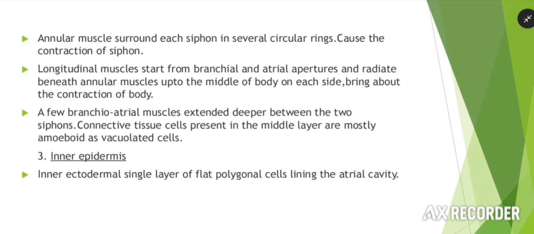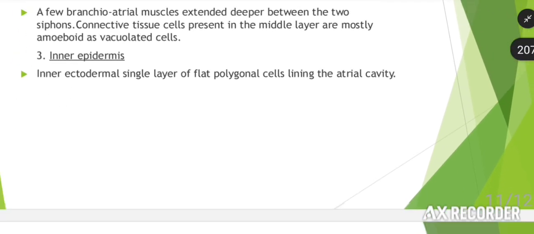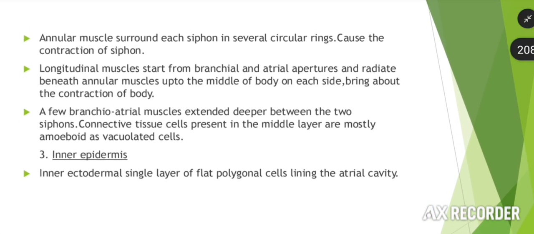Inner epidermis is the inner ectodermal single layer of flat polygonal cells lining the atrial cavity. ओके, इनर ectodermal single layer होती है that is of flat polygonal cells. Polygonal cells is the lining that forms the atrial cavity. So flat polygonal cells होते हैं which line the atrial cavity. और ये किस में होते हैं? इनर एपिडर्मिस में, that is inner ectodermal single layer होती है वो.